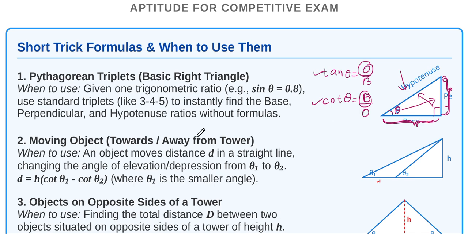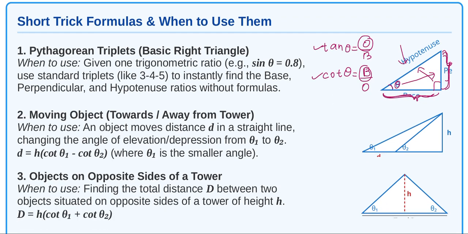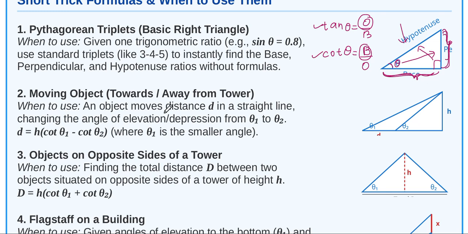Look at the first short trick and when we can apply that short trick formula. Whenever an object is moving towards or away from a tower or building. For example, an object moves distance d in a straight line, changing the angle of elevation or depression from theta 1 to theta 2. Let's say this is a building or any pole or tower. The height of the building is, let's say, h, and the object is here. The angle of elevation of the top of the building, for any person standing here who sees the top of the building, is theta 1.